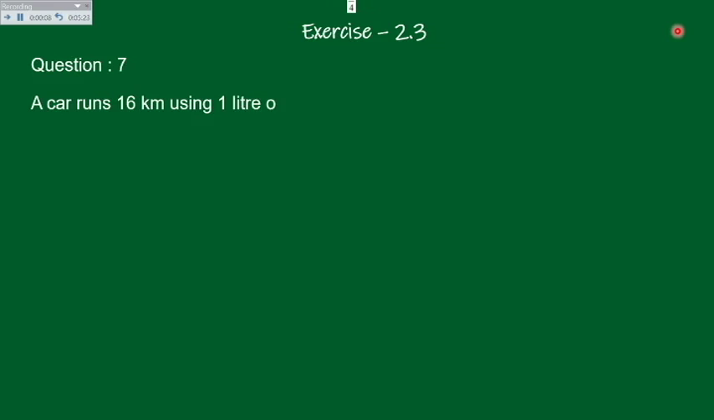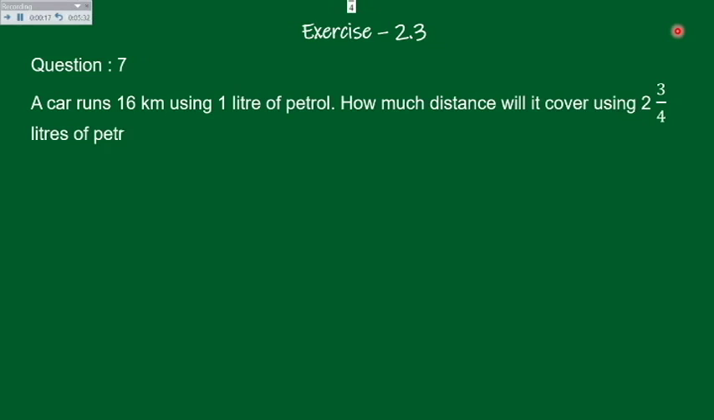A car runs 16 km using 1 liter of petrol. How much distance will it cover using 2 whole 3 upon 4 liters of petrol? So here, beta, the car travels 16 km in 1 liter of petrol. Now we need to calculate the distance traveled in 2 whole 3 by 4 liters of petrol.